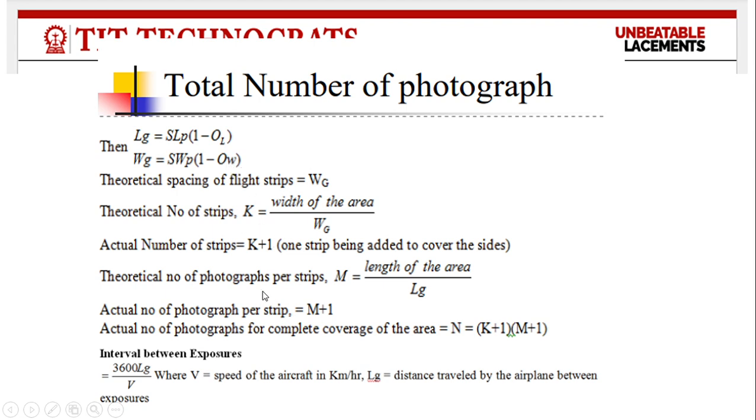For the total number of photographs we have to take, LG is equal to S LP (1 minus OL), and WG is equal to S WP (1 minus OW). Theoretical spacing of flight strips is WG, and the theoretical number of strips is the width of the area upon WG, so the actual number of strips is K plus 1. The theoretical number of photographs per strip is the length of area upon LG, so the actual number of photographs per strip is M plus 1. The actual number of photographs for complete coverage of the area, N, is equal to (K plus 1) into (M plus 1).